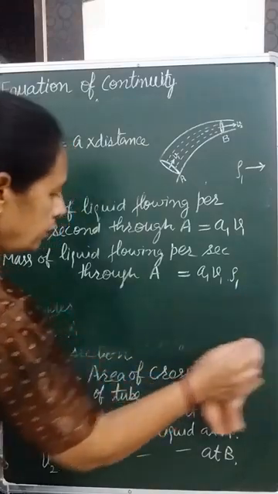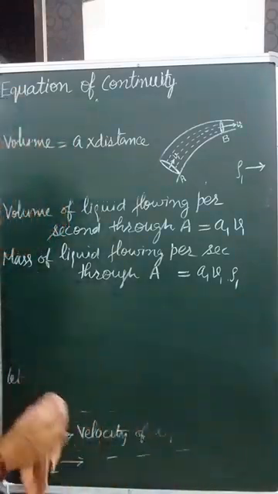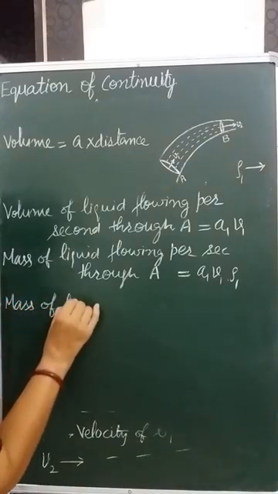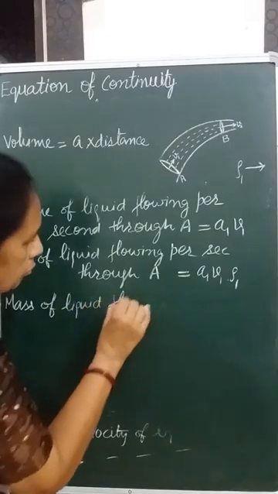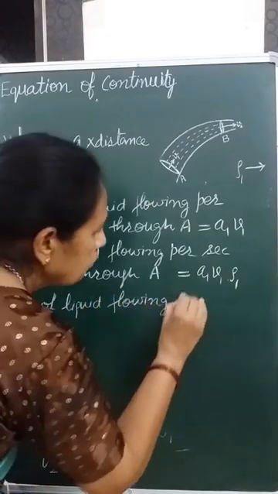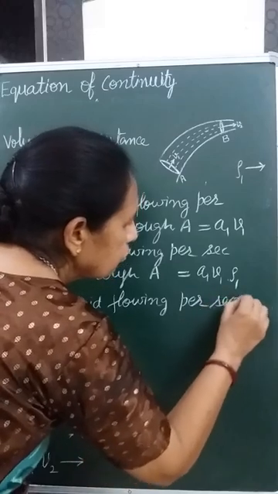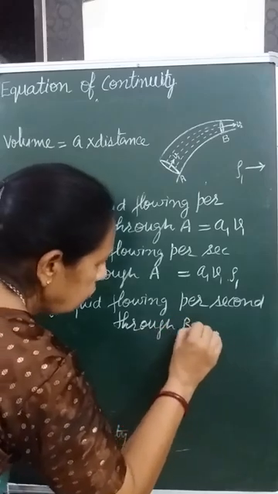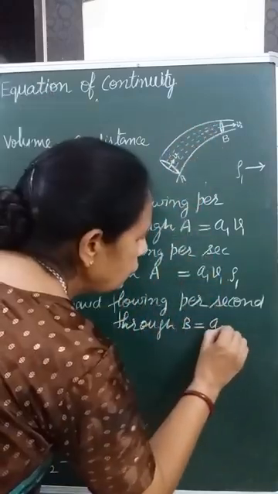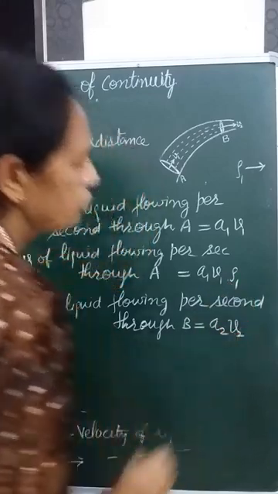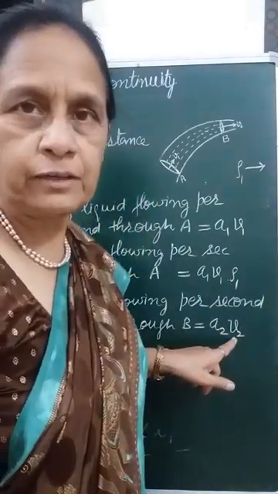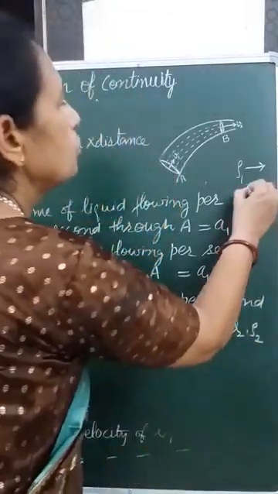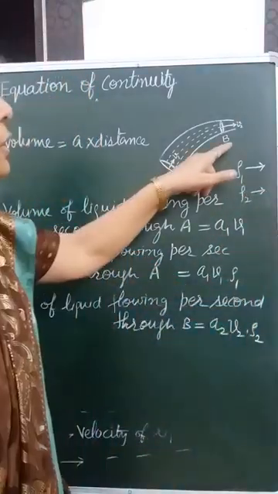Similarly, we can find out mass of the liquid flowing per second through B. Area of cross section is A2, velocity is V2. Velocity means distance traveled in 1 second, and we are talking about 1 second, into rho 2. Rho 2 को लिख लें density of the liquid at point B.